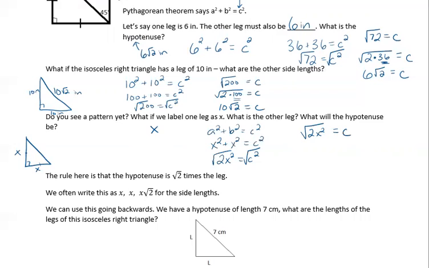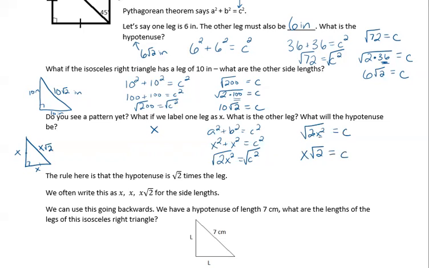Just like up here, I did 2 times 100 because 100 was a perfect square. Well, inside here, I see 2 times x squared. I can put my multiplication symbol back in there. And x squared is a perfect square, so I can take it out of the square root. The square root of x squared is just x. And then I have the square root of 2 left inside is equal to C.